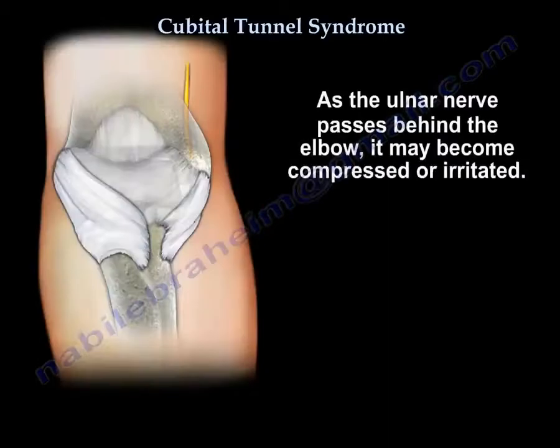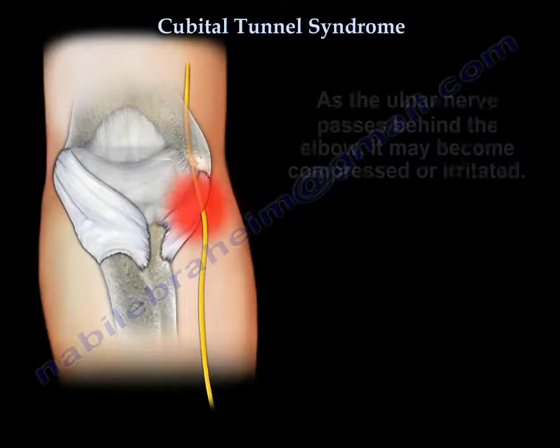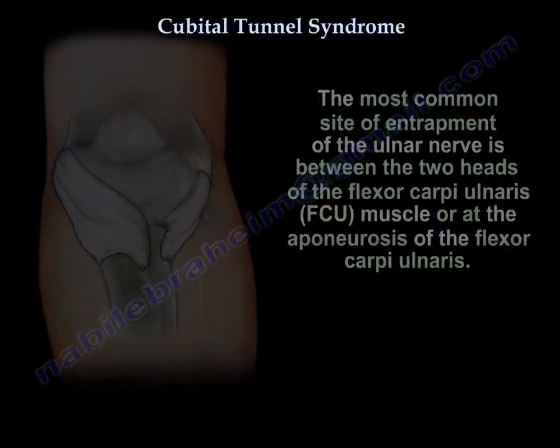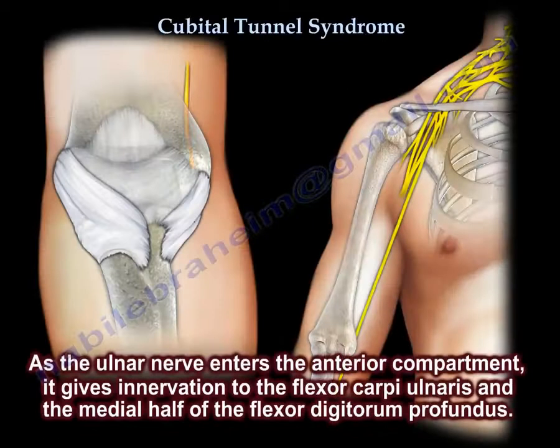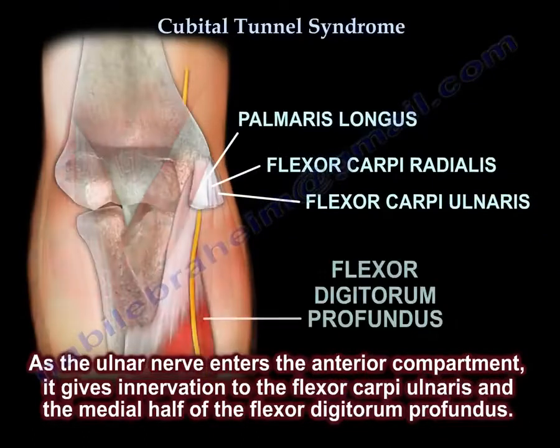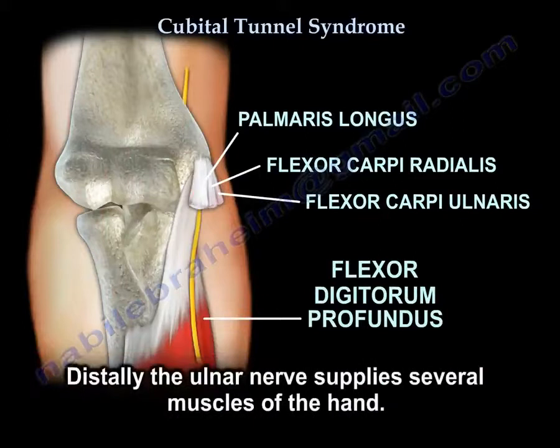As the nerve passes behind the elbow, it may become compressed or irritated. The most common site of entrapment is between the two heads of the flexor carpi ulnaris, or at the aponeurosis of the flexor carpi ulnaris. As the ulnar nerve enters the anterior compartment, it gives innervation to the flexor carpi ulnaris and the medial half of the flexor digitorum profundus. Distally, the ulnar nerve supplies several muscles of the hand.